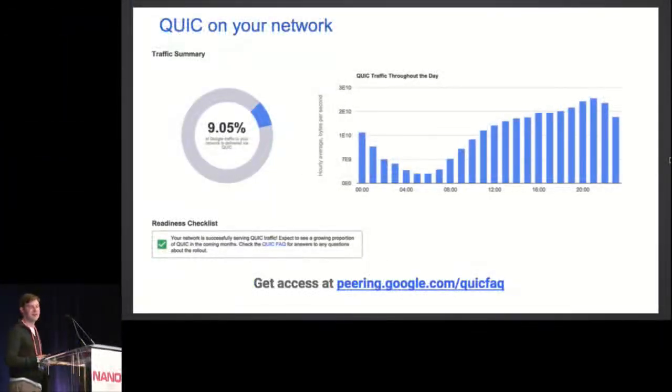So, QUIC on your network. On peering.google.com/QUIC-FAQ, there's some excellent information on QUIC. And there is also a link to how to sign up for a peering account so you can see all of this information. So there's a traffic summary about how much of the data flowing into your network is QUIC. There's a profile of how it varies over the course of the day. And it also will tell you whether your network is one of the networks we found is not QUIC friendly, so is either blocking UDP or is highly filtering UDP.